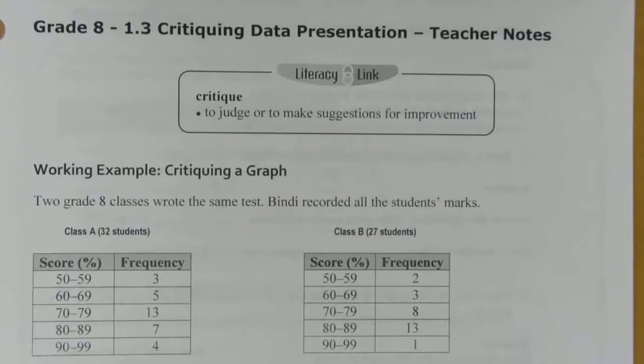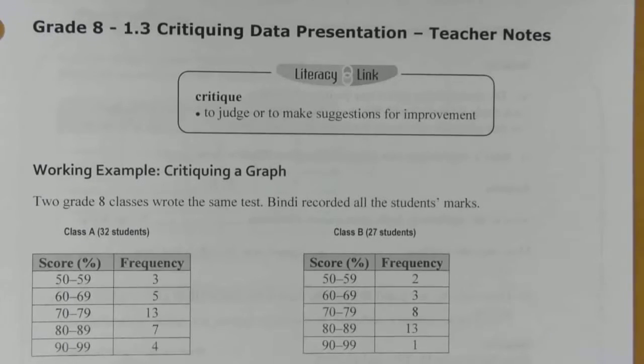For the last section of Chapter 1, we're looking at 1.3, critiquing data presentation. We're going to start with yet another definition for the word critique. It means to judge or to make suggestions for improvement. So we're going to use that in working example number 1, critiquing a graph.